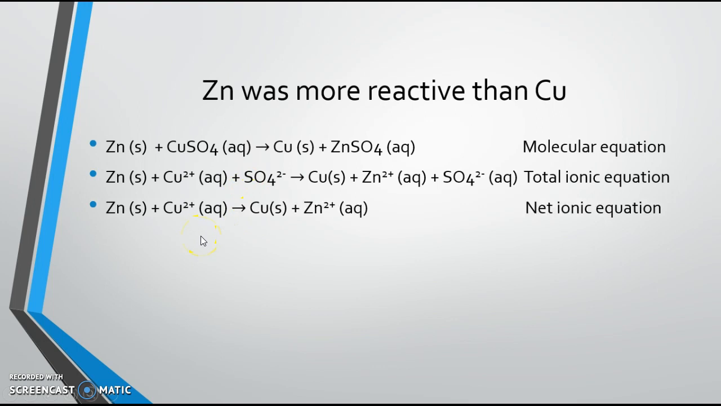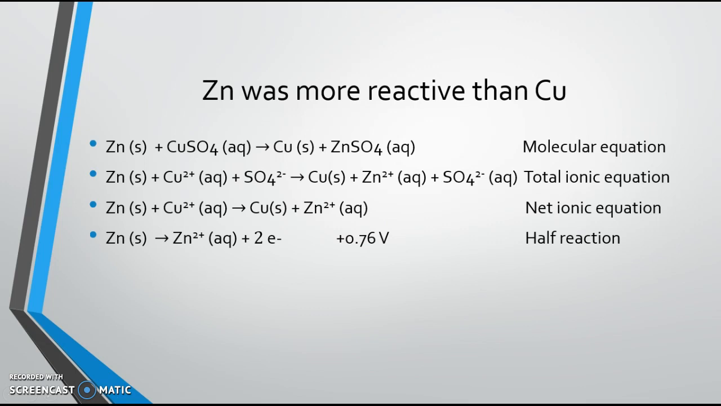We took this even farther to something called a net ionic equation. For that, we noticed that sulfate 2 minus was the same on both sides. Oops, this really should say aqueous. And so we canceled that out and we were left with this net ionic equation. Zinc solid reacted with the copper 2 ions to form copper solid and zinc 2 plus.